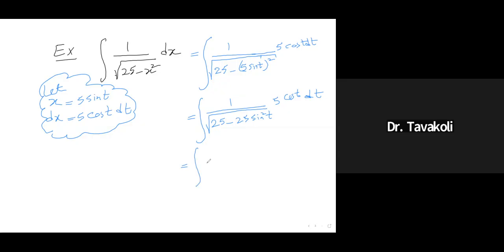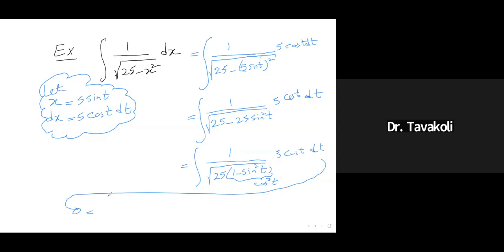So it's going to be 1 over radical 25 times 1 minus sine squared of t, times 5 cosine t dt. 1 minus sine squared is cosine squared of t. Let me continue this integral here.